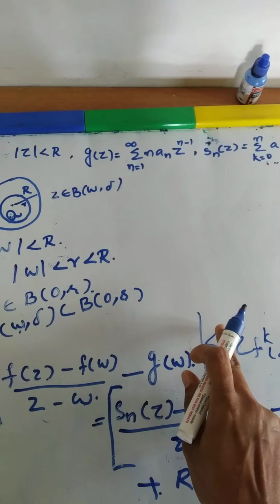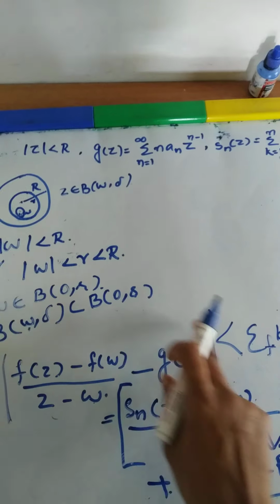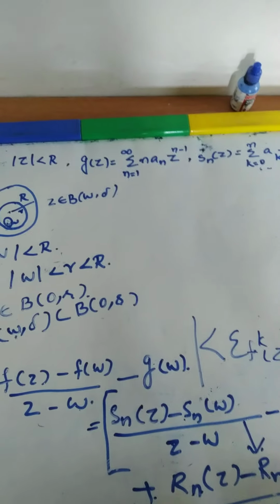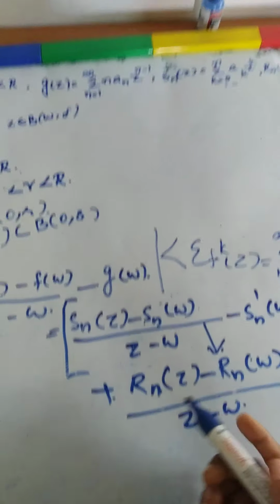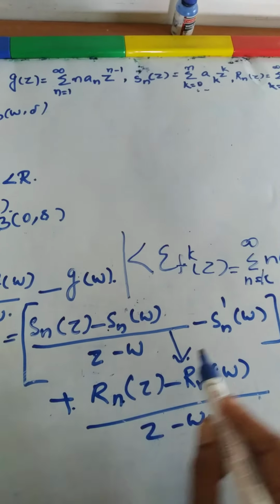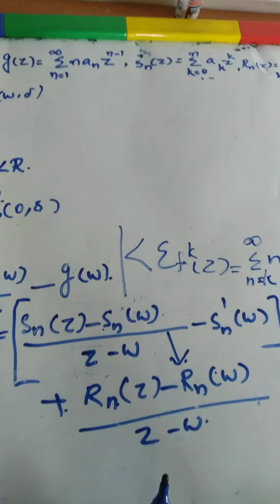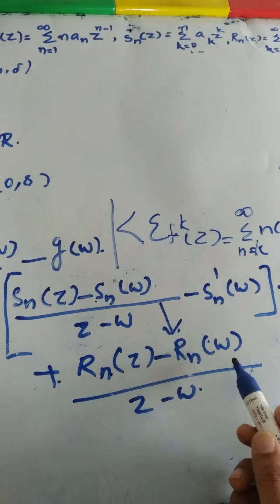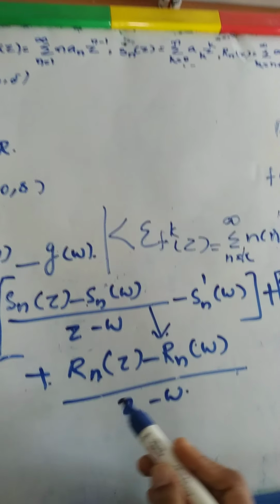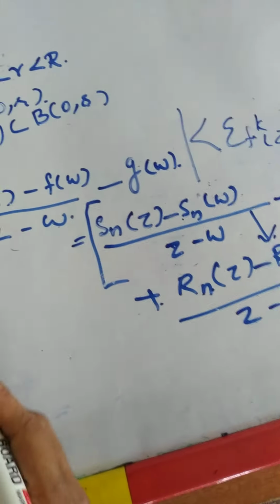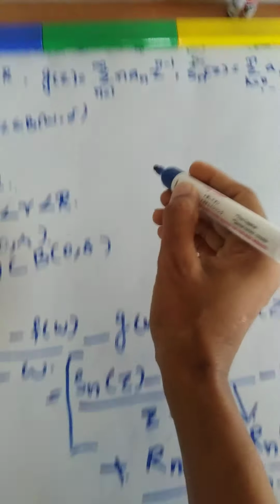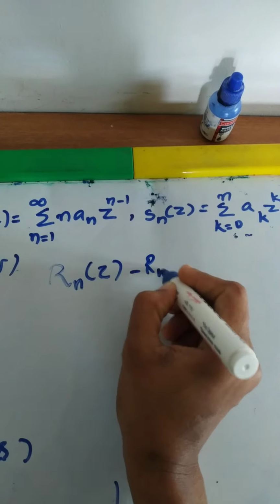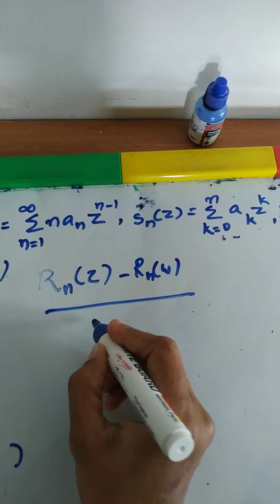To prove that this limit exists, we have to show that the modulus of the distance between these two is less than epsilon. Is it clear to you? Now we move to the right hand side: Sn of z minus Sn of w divided by z minus w. First we consider the term Rn of z minus Rn of w divided by z minus w. You take that term separately. Rn of z minus Rn of w divided by z minus w. This is what?